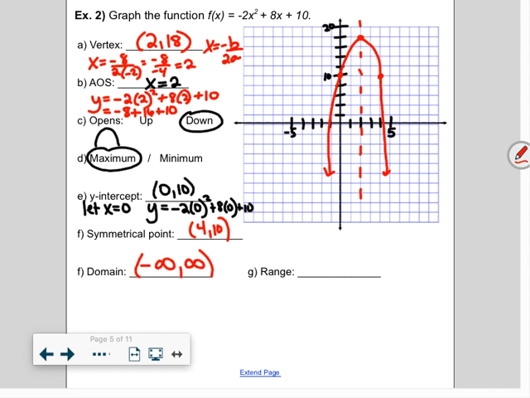And who would like to try the range? Hannah, what do you think? Is it infinity and then negative 18? Or positive 18? Or is it 18 and then negative 18? Okay, so you're saying the right things, but not in the right order. When we're writing the interval notation, the smaller value goes first. So it is shooting down to negative infinity, but we're going to put that one first, and then it hits positive 18.